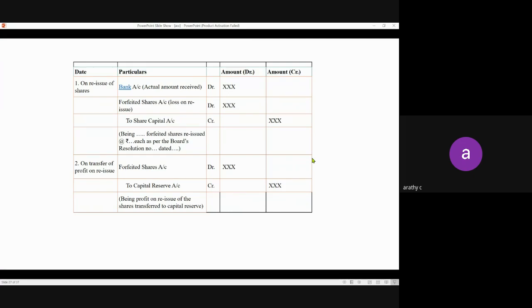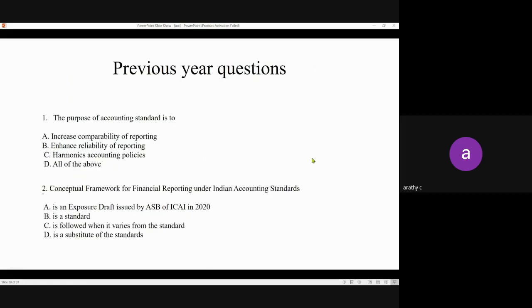On transfer of profit on reissue, the entry is forfeited shares account debtor to capital reserve account, because it is transferred to capital reserve account. These are the two entries. On reissue of shares, the entry is bank account debtor, forfeited shares account debtor to share capital, and on the transfer of profit on reissue, it is forfeited shares account debtor to capital reserve account. So the profit is transferred to capital reserve account.